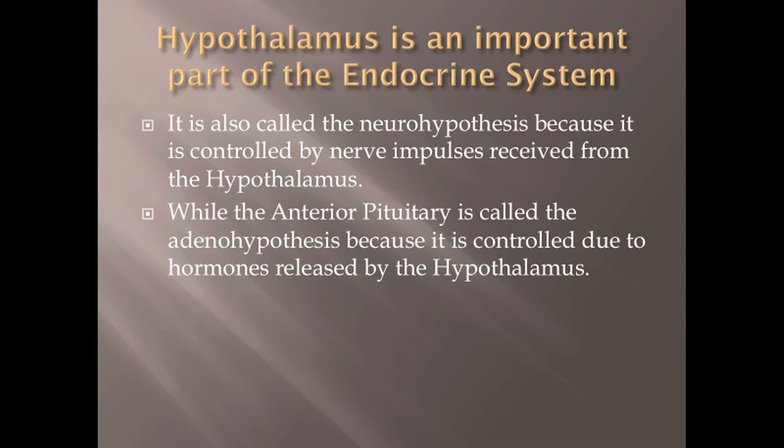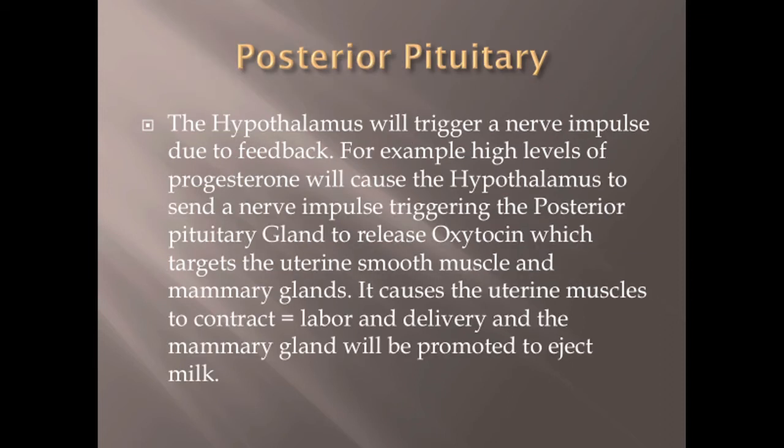While the anterior pituitary is called the adenohypophysis as well, because it is controlled by hormones that are released by the hypothalamus instead of a direct nerve signal, and it makes its own hormones.